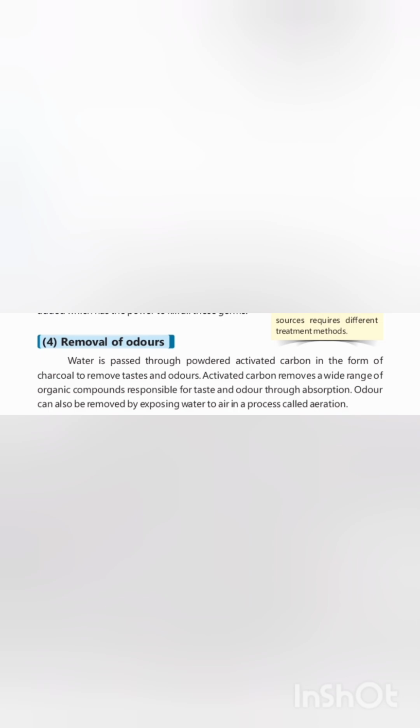taste. Method B: aeration. Odors can also be stripped away by forcefully exposing the water to the air. This exposure, known as aeration, allows volatile, bad-smelling gases trapped in the water to escape into the atmosphere while refreshing the water with oxygen.